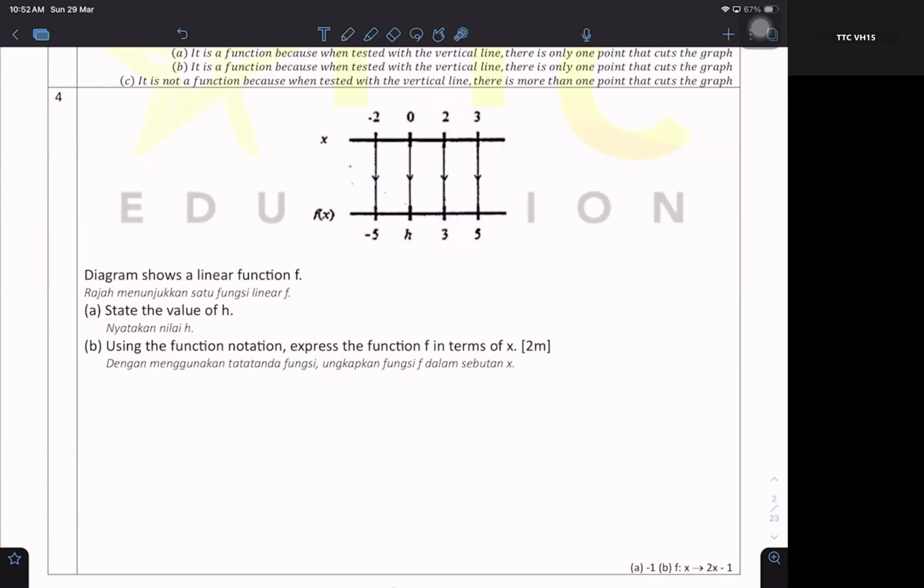You see, 2 goes to 3, right? The coordinate is (2, 3). Then another one is 3 goes to 5, so another coordinate is (3, 5). And then you do like this: gradient equals y2 minus y1 over x2 minus x1.